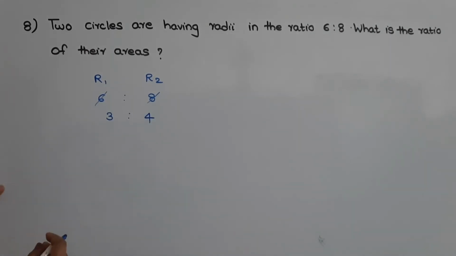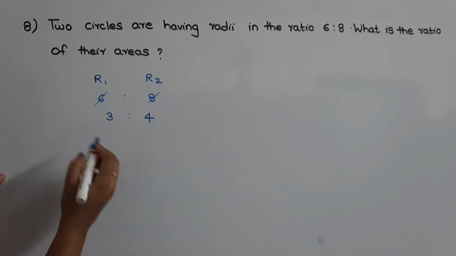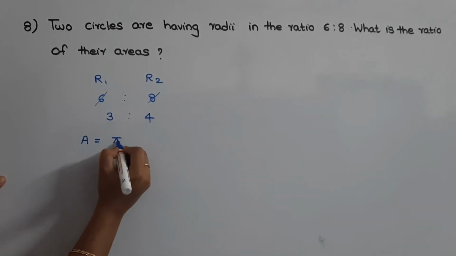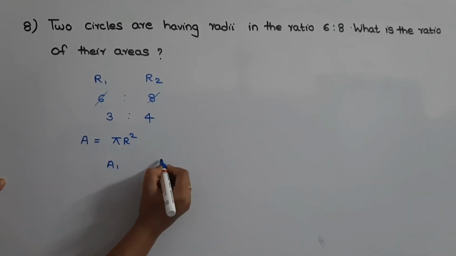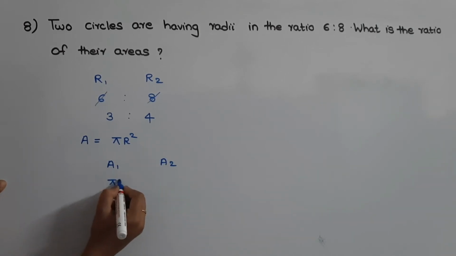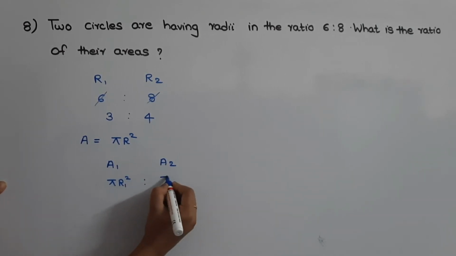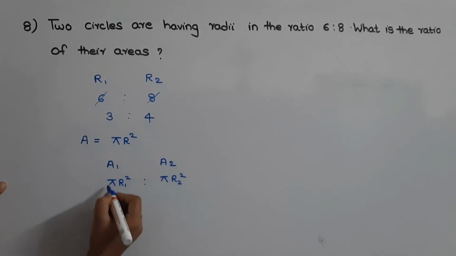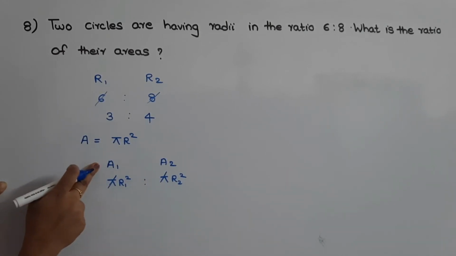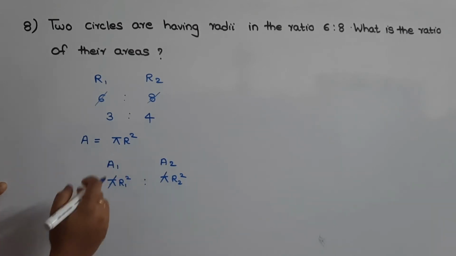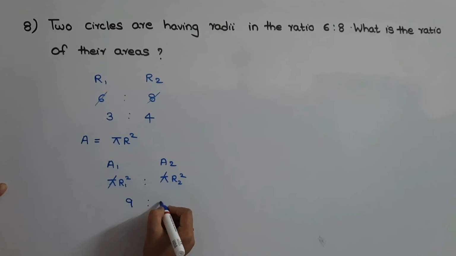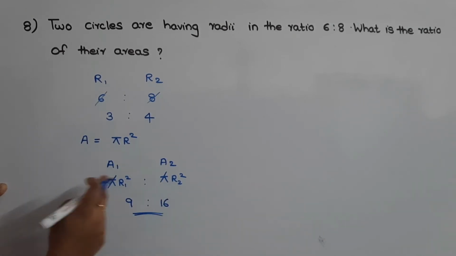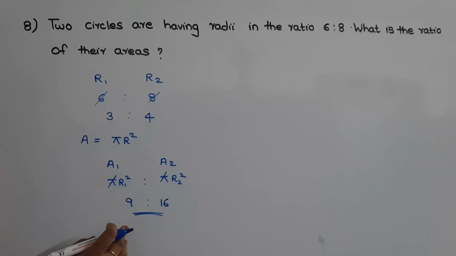So we need to find out the ratio of the areas of the circles. Area of the circle is equal to pi r square, where r is the radius. So what will be the ratio of the areas of two circles? That will be pi r1 square is to pi r2 square. This pi and pi gets cancelled. So the ratio of the areas will be equal to the ratio of the squares of the radii of the two circles. So what is r1 square? r1 square is 9 is to r2 square is 16. So the ratio of the areas of two circles is 9:16.